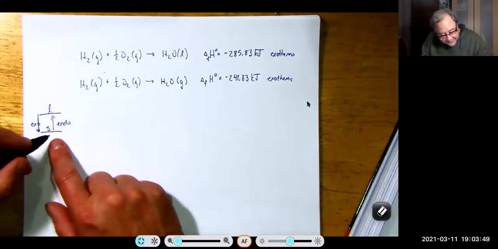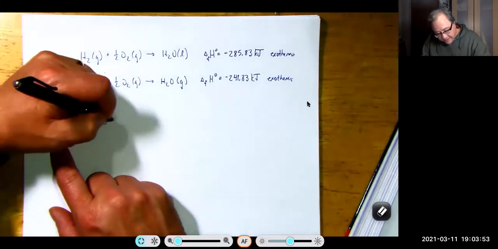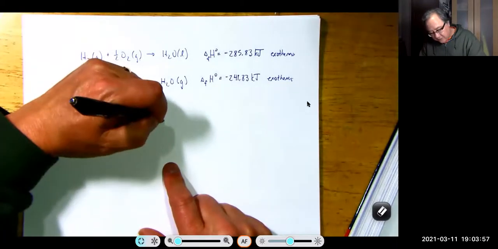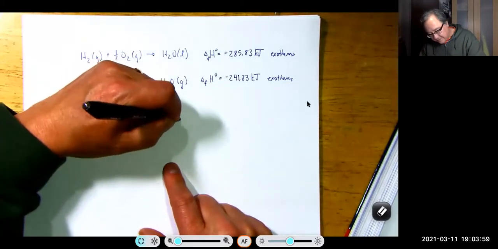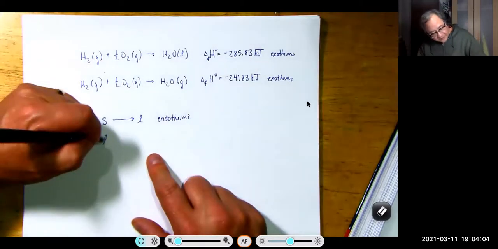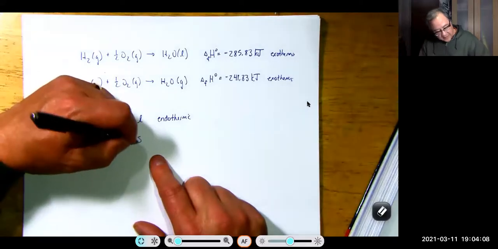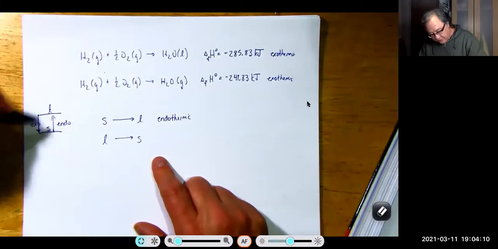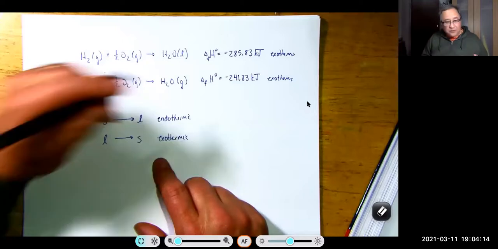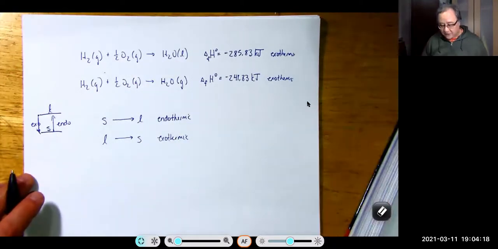So I can take this S, which is at the bottom of this arrow, have the arrow lead to the L, and I know that this reaction is endothermic. Likewise, if I start at the L, which is at the bottom of this arrow, and go to the S, L to S, this is exothermic. So that's an important thing to remember. Arrow up is endo, arrow down is exo.